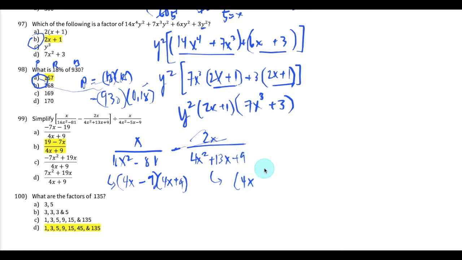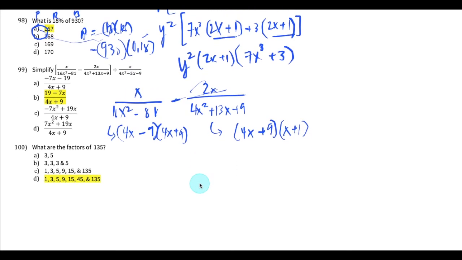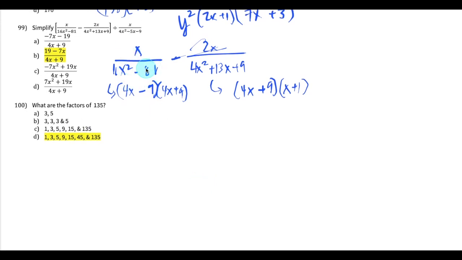4x, anong factors ng 9? That will give us 13 and factors ng 4. Pag sila yung pinag-add natin. So, 4x plus 9 times x plus 1. Okay. So, yung x natin dito, anong magiging denominator? Anong kulang sa kanya dito? That would be yung x plus 1. So, x times x plus 1.